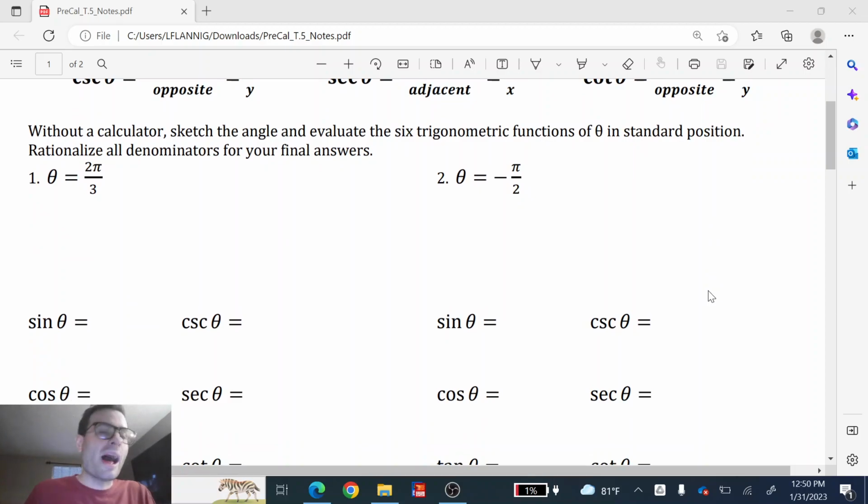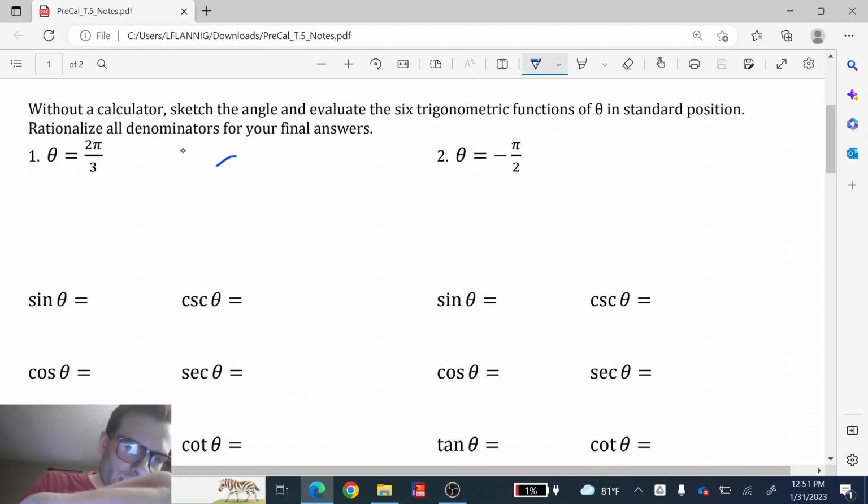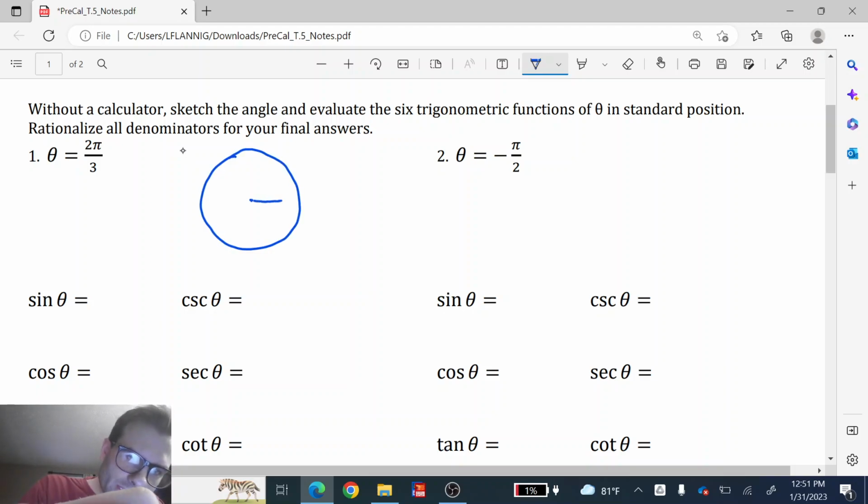This angle is 2 pi over 3, in radians, and our goal is to find all six trig functions of this angle. What you should do is draw a regular circle, and draw a line like that to show the beginning angle. Then we show how far 2 pi over 3 is. We know it's a over 3 angle, and it's not pi over 3, it's 2 pi over 3, so it's the second one.